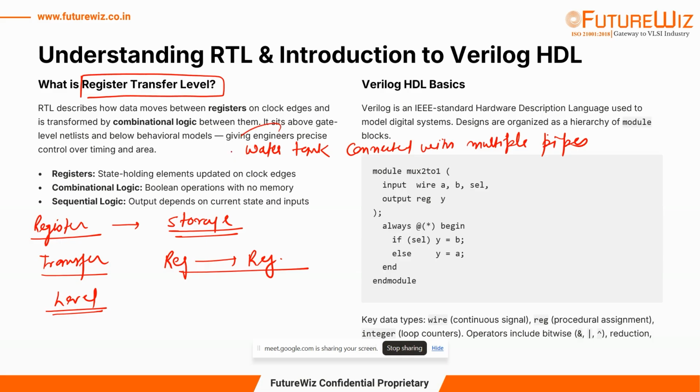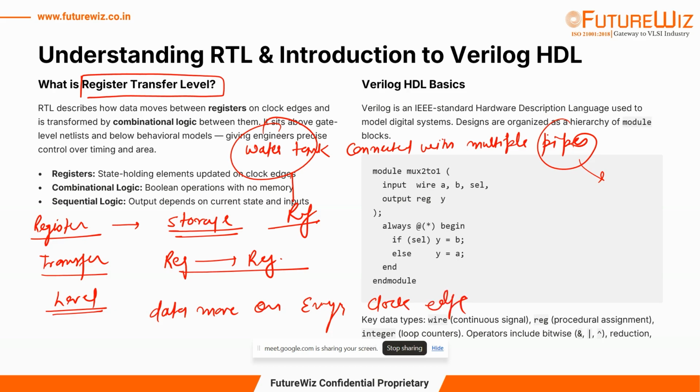So here, the water tank is basically the register, and whatever pipes you are using are basically the transfer paths, where the data, the water, is basically flowing. And by using the clock, you can decide when the water moves, right? So in case of the RTL, basically the data moves on every clock edge, right? They are flowing from this register to this register for the synchronization purpose.